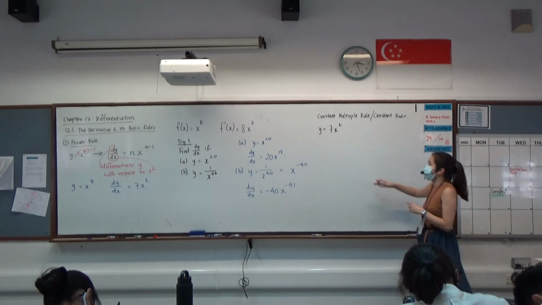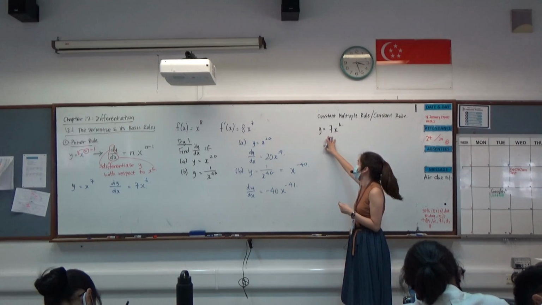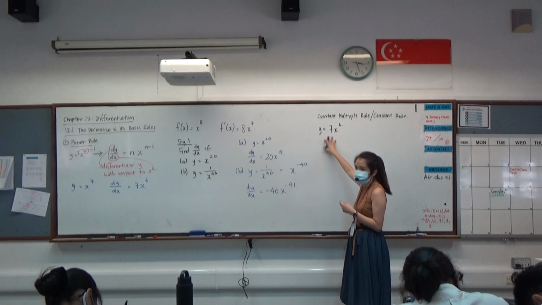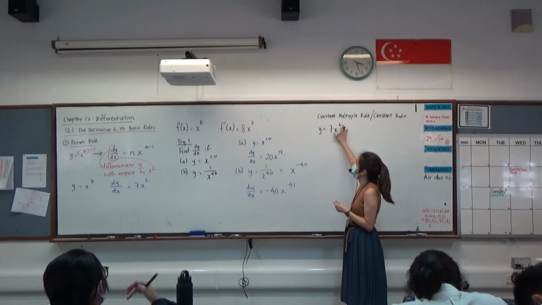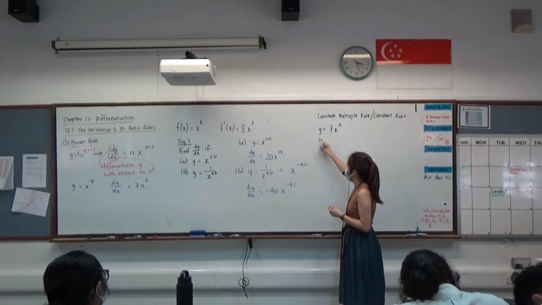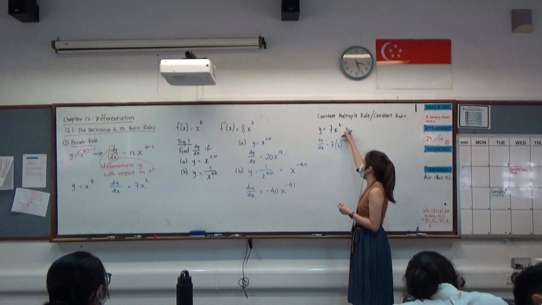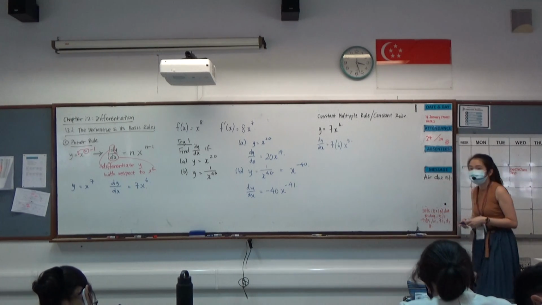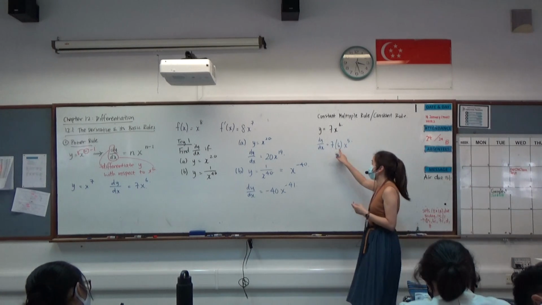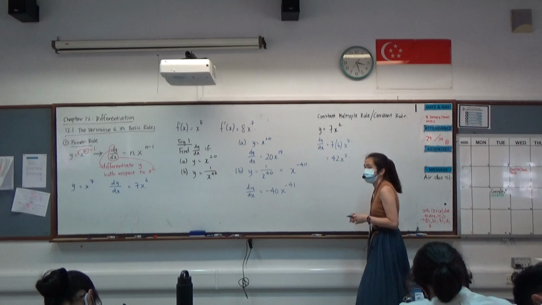When we have a constant in front, we keep that constant in front. It doesn't affect anything, so the 7 remains there. What we have to do is to only differentiate the x to the power of 6. So dy over dx will be 7, keep it there, bring down the 6, x to the power of 5. Then we multiply 7 and 6, we get 42x to the power of 5.